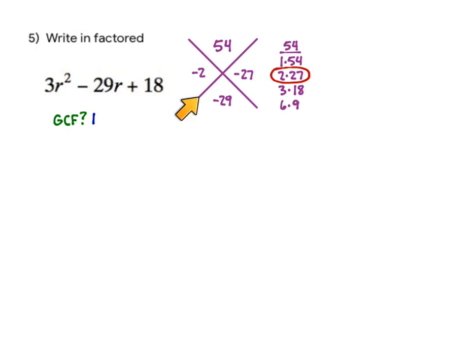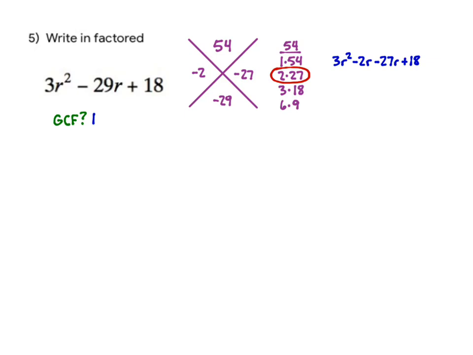But from here, we're going to take these two numbers, the negative 2 and the negative 27, and replace the middle term, the negative 29r, with two terms that will add up to negative 29r. So we're going to replace them with negative 2r and negative 27r. You notice that the first term, the 3r squared, is the same, and the positive 18 is the same. The only thing that changed is that negative 29r turned into negative 2r minus 27r. So it's still equivalent, it's just written a little bit differently.